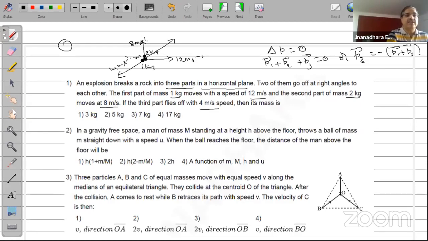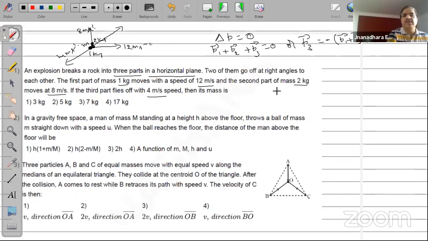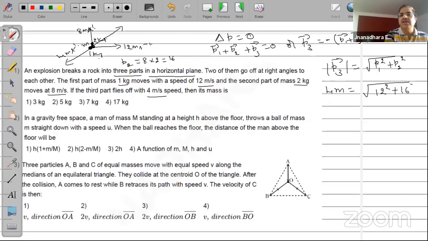So what I can therefore say is the magnitude of P3 should be equal to the magnitude of P1 and P2 put together, which is root of P1 square plus P2 square. P3 is given to be 4 times m. I don't know what m is, I have to find it out. I only know its speed. What is P1? P1 will be 12 into 1, so it is 12. What is P2? P2 is 8 into 2, which is 16.